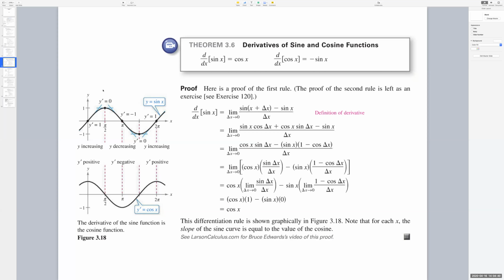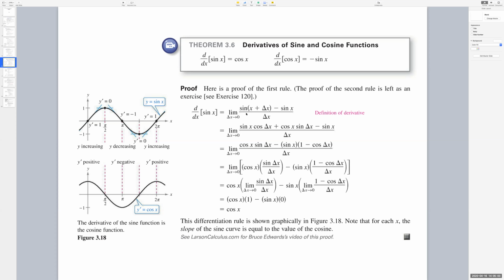Next, I want to introduce the derivatives of some basic functions. The first two functions I want to talk about are the sine and cosine functions. The derivative of the sine function is cosine, and the derivative of cosine is negative sine. The proof that the derivative of sine equals cosine is given here.